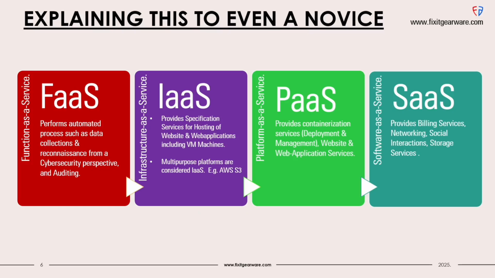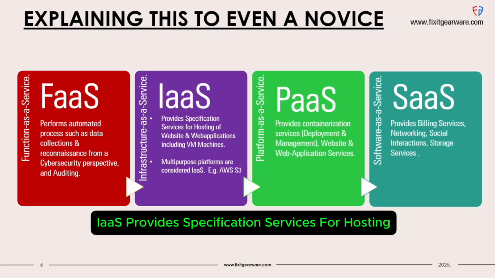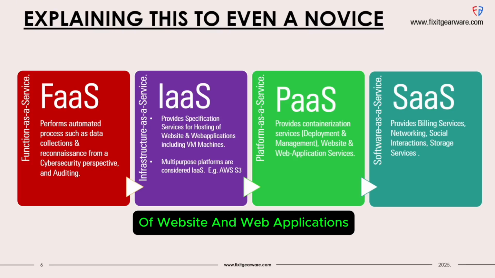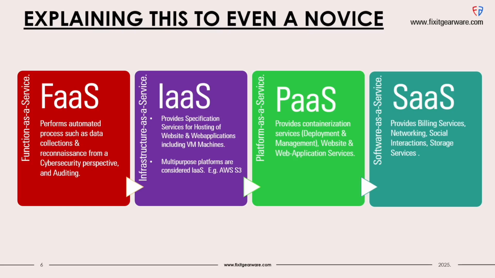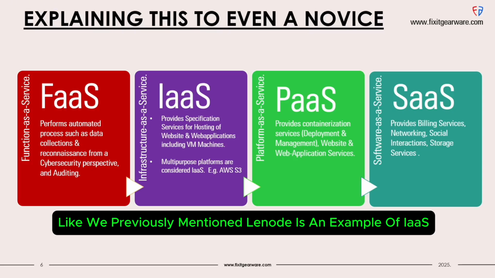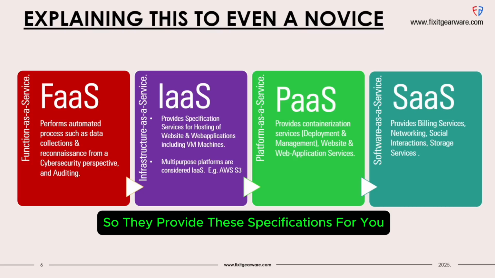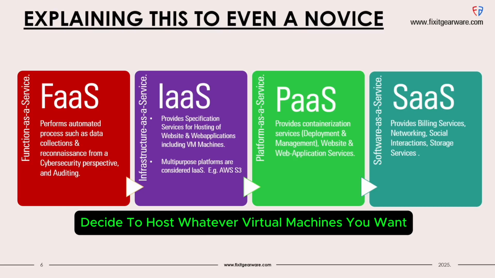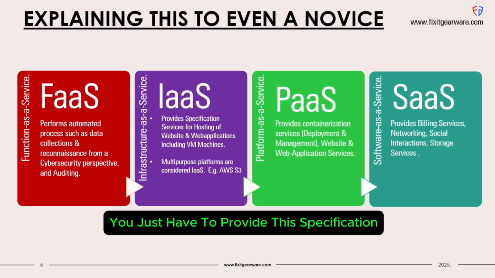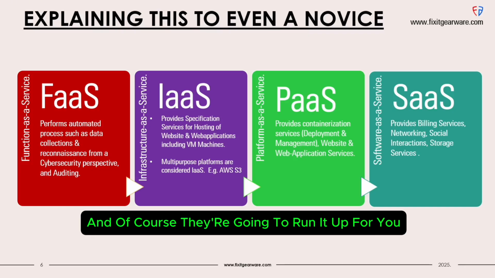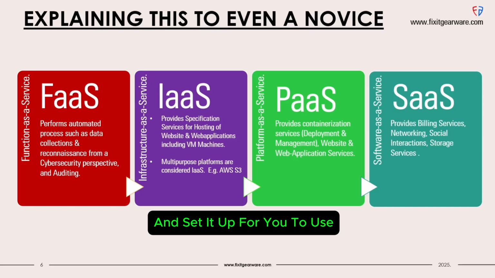Now, IaaS provides specification services for hosting websites and web applications, including virtual machines, known as VMware. Like we previously mentioned, Linode is an example of IaaS. So they provide the specifications for you. Then you decide to host whatever virtual machines you want. Is it Linux? Is it Windows? You just have to provide the specification. And of course, they're going to run it and set it up for you to use.